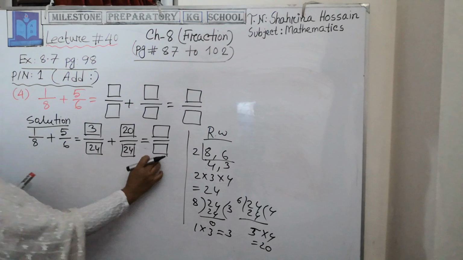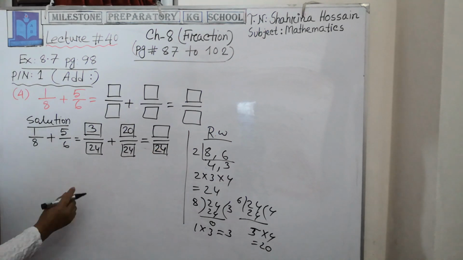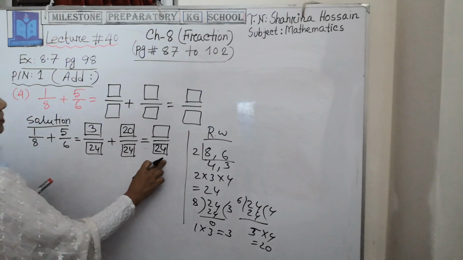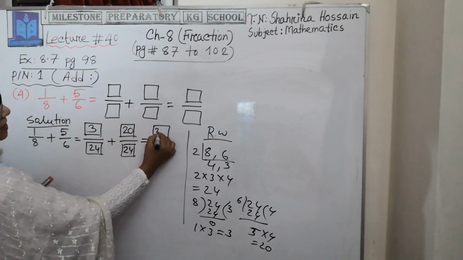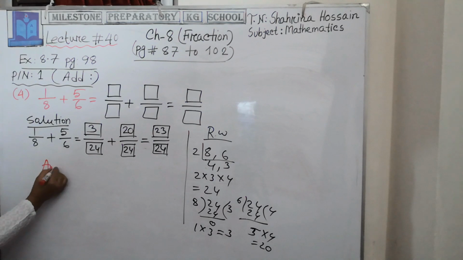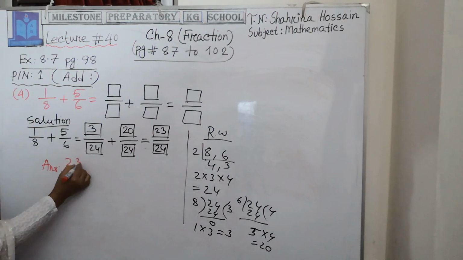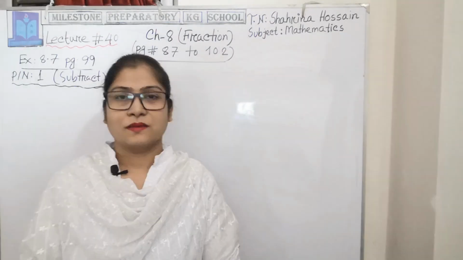So on that side, in the lower portion, that means the denominator, we will write there 24, and in the upper portion we will add 3 plus 20, it is 23. So our answer is 23 by 24. Okay, by this way we can do the addition.